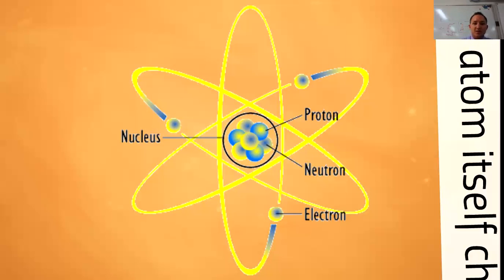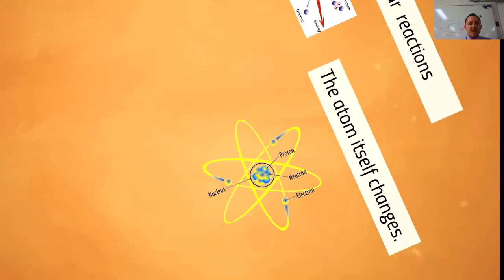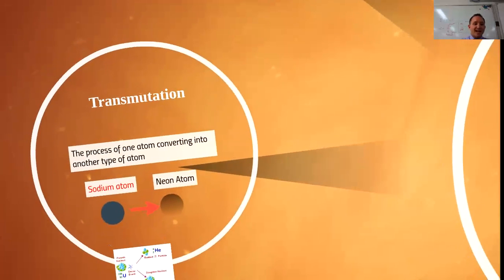So if we remember what an atom looks like, it has electrons that go around the nucleus. Now, the nucleus contains the protons and the neutrons, and that is where all the mass occurs. Okay, so today we're going to look at exactly what happens in a nuclear reaction.